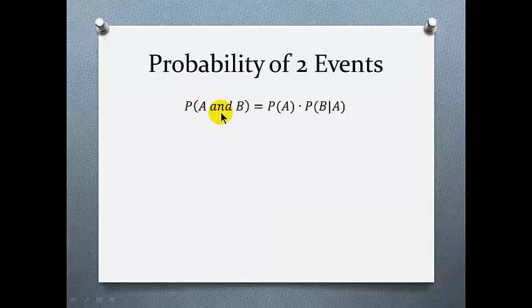And this is different. And means I want the first event to occur, and also in addition to that, we want some other event to occur. And the way we do that is the probability of the first event times the probability of the second event given the first event already occurred.